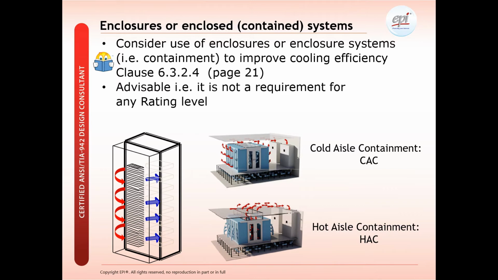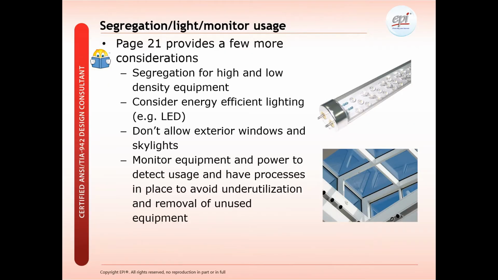TIA also makes considerations or advisories around how we can improve energy efficiency. So it will recommend or advise that we use containment systems, whether it be hot aisle or cold aisle or self-contained racks, because it will all aid in creating a sustainable data center. TIA also gives us direction around using other lighting systems to improve energy efficiency.